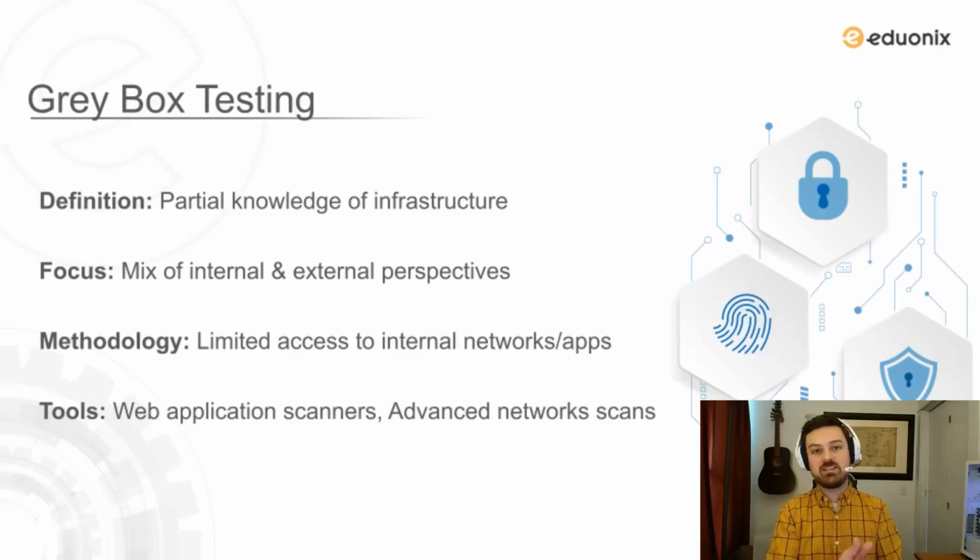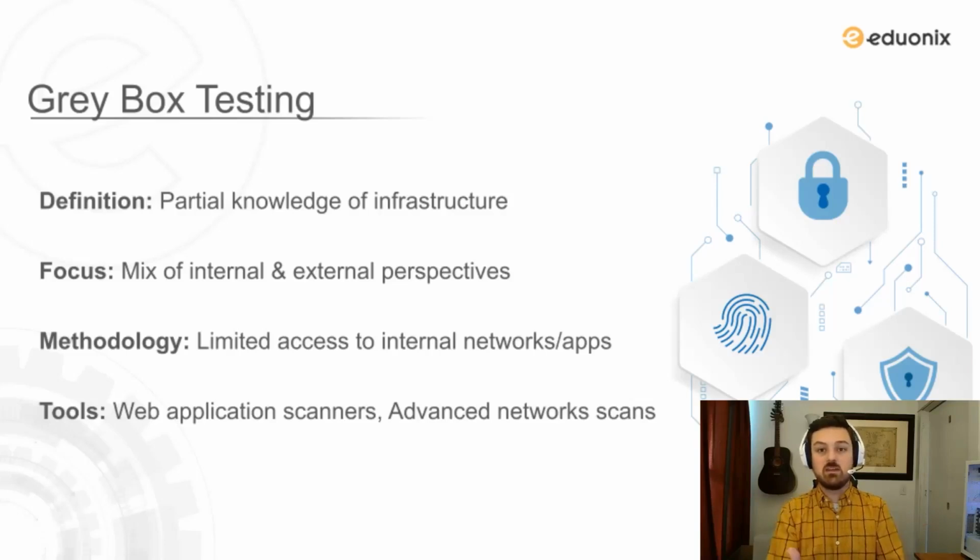Now, gray box testing, as the color suggests, is a hybrid approach where you have partial knowledge of the internal systems. You might not be an admin, but you could be a lower level employee that might have access to some things, but you can't exploit absolutely everything, right? So it could include architecture overviews, maybe limited access credentials. And so tools like web application scanners and advanced network scanners are used to explore both internal and external vulnerabilities.